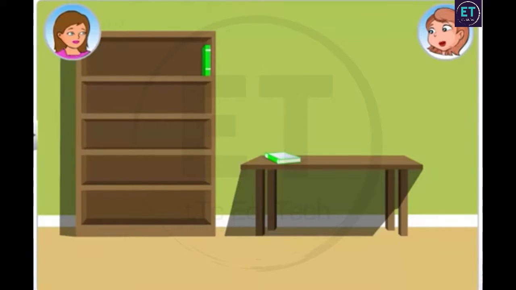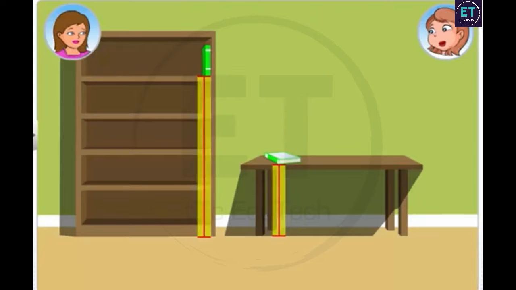Look at these two objects. A book on a table and a book on the top shelf of a cupboard. Which of these do you think has a higher potential energy? I would say the book on the top shelf of the cupboard. Correct. The higher the object is raised, the more is the gravitational potential energy stored in it.